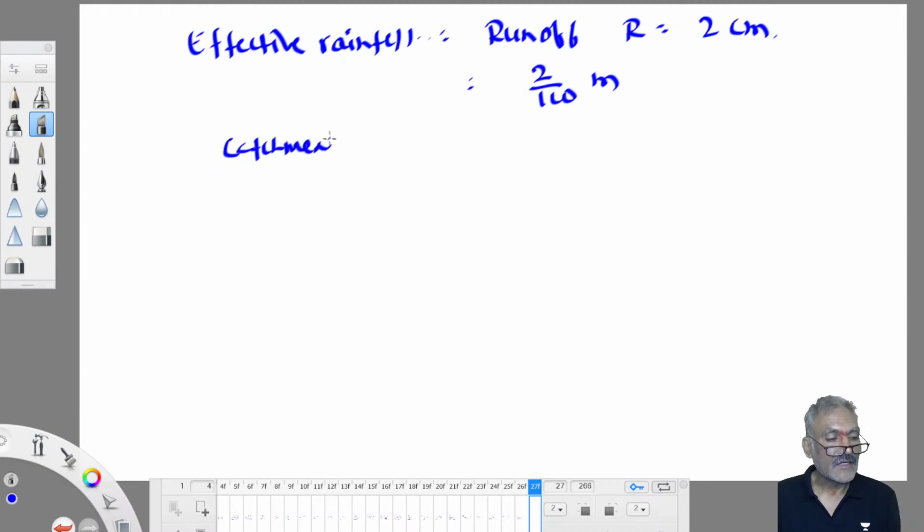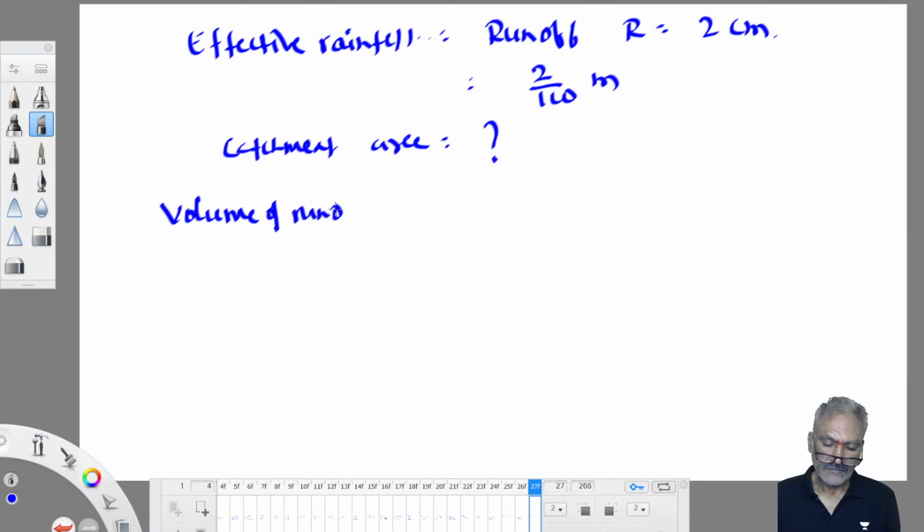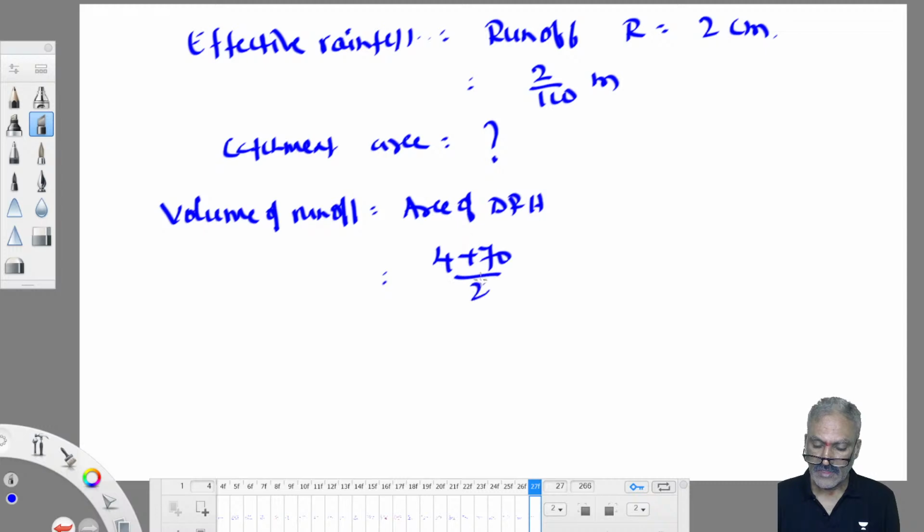What is the catchment area representing this hydrograph? That is unknown. So what is the volume of runoff? Volume of runoff is equal to the area of the direct runoff hydrograph only. The area of the trapezoidal hydrograph is (A plus B) by 2 into H. Height is 90 cubic meter per second. This is in hours, this in meter cube per second. To convert this also to seconds, multiply with 60 into 60. Then it becomes meter cube.